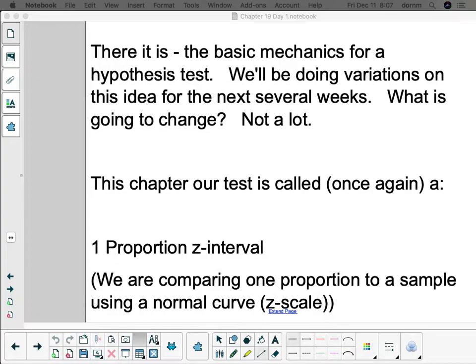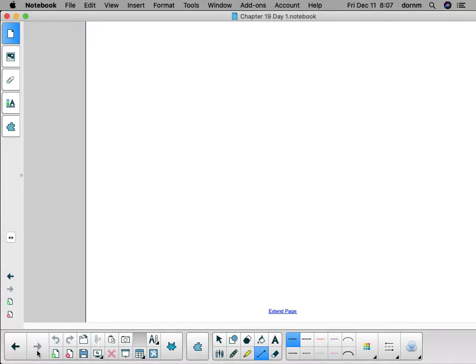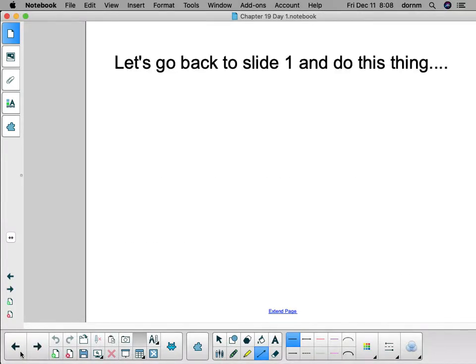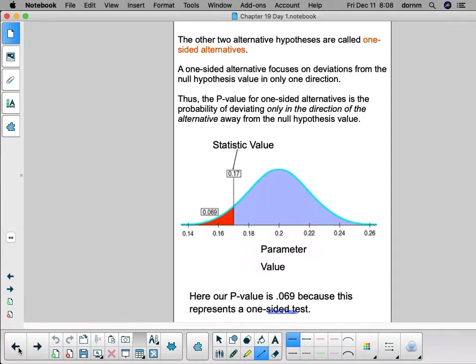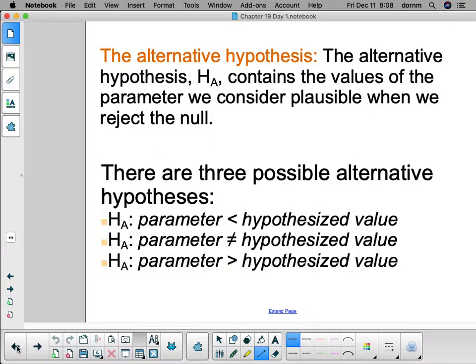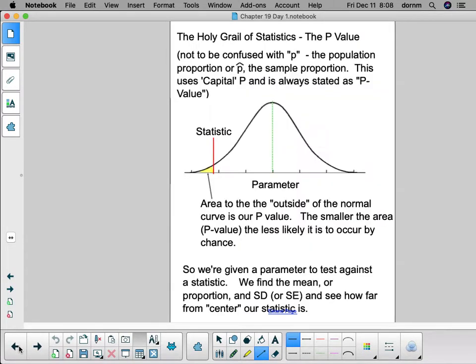So anyway, that's what we're doing. Oh, got a spinning wheel already. That's a good sign. So we want to go back to slide 1 and actually perform our test. And honestly, today is basically going to be this and one more example, and that's all we're doing today.